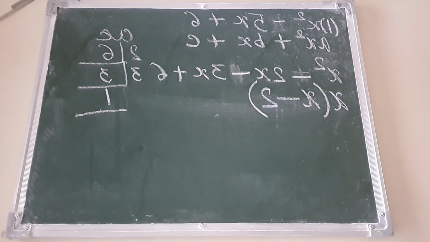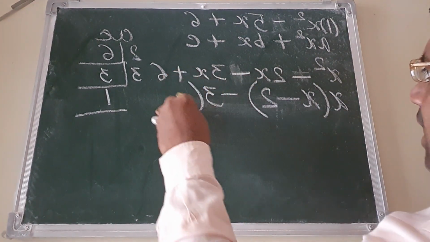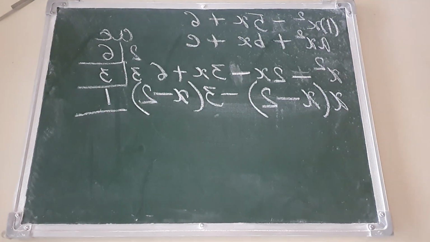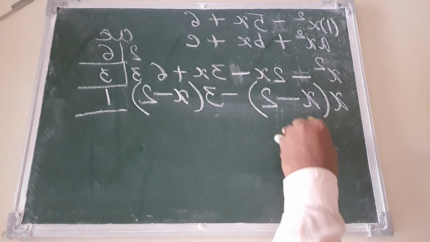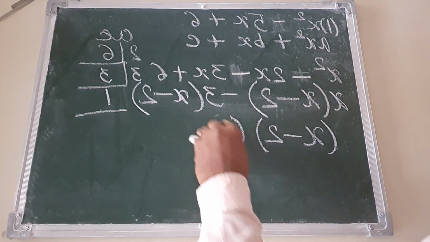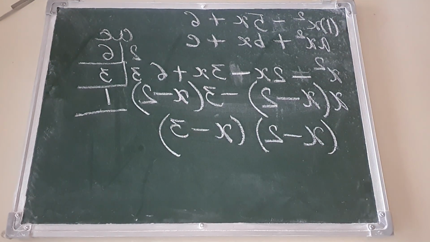Again from the last two terms minus 3 is common, so again we are getting x minus 2 in the bracket. So taking x minus 2 common from the two terms, it is x minus 2 and the remaining is x minus 3. So these are our factors. So I think you all might have understood this question.